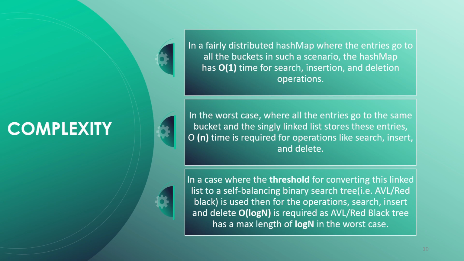And in Java 8 and above versions, there is a threshold for converting the linked list to a self-balancing binary tree, so operations such as search, insertion and deletion will have O(log n) as the worst case complexity, because it uses self-balancing trees, or you can say AVL and red-black trees, as the internal data structure instead of linked lists.